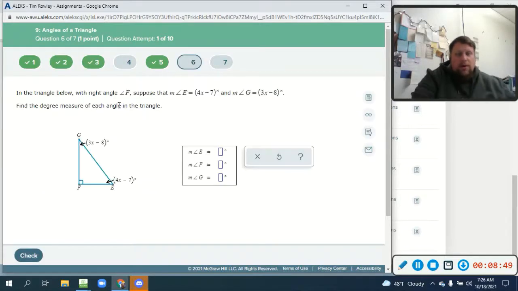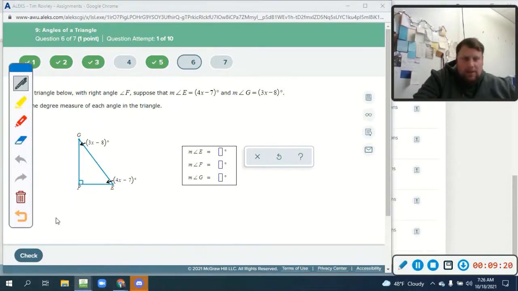In the triangle below, with angle F, suppose that the measure of angle E is 4x minus 7. We see that 4x minus 7. And the measure of angle G equals 3x minus 8. Perfect. Find the degree measure of each angle in the triangle. So we need to both solve for x and then put it back in and solve for the angle, right? Now, we know all angles in a triangle add up to 180 degrees, right? But since this is a right triangle, and one of those angles is 90, what's 180 minus 90? It's just 90. So now I know these two angles should add up to 90 degrees.